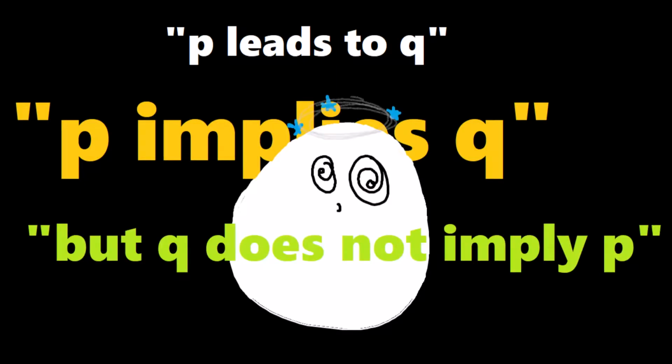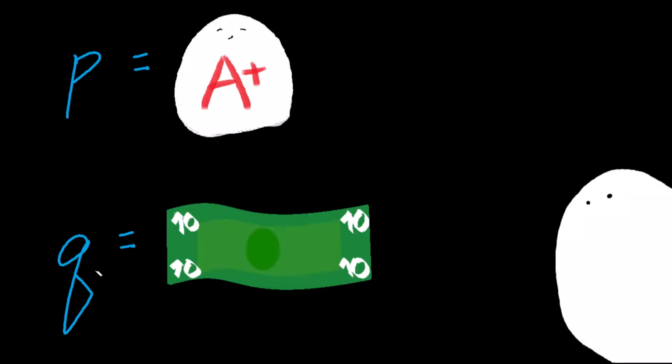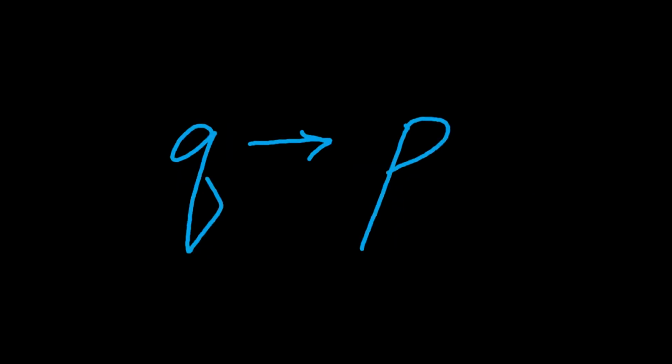So what do I mean by all of that? Well, let's say P is "you earn a grade A in your math class," and Q is "I give you $10." That's like saying if you earn an A, I promise you $10. That's bribery, by the way. Please don't go and do that in real life. So this is an instance of P implies Q. So what if we took it and looked at it from the other end?